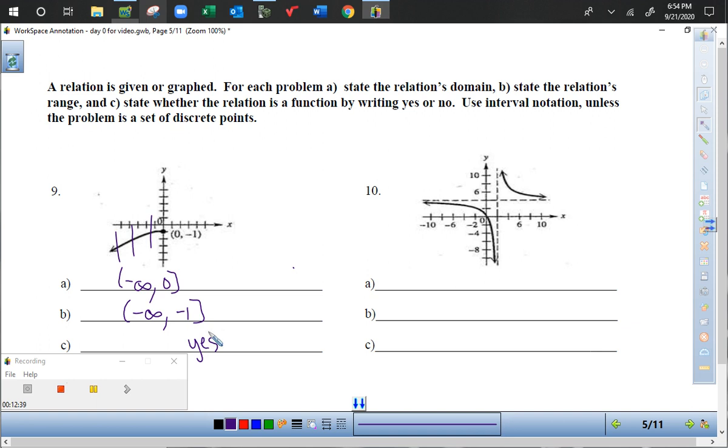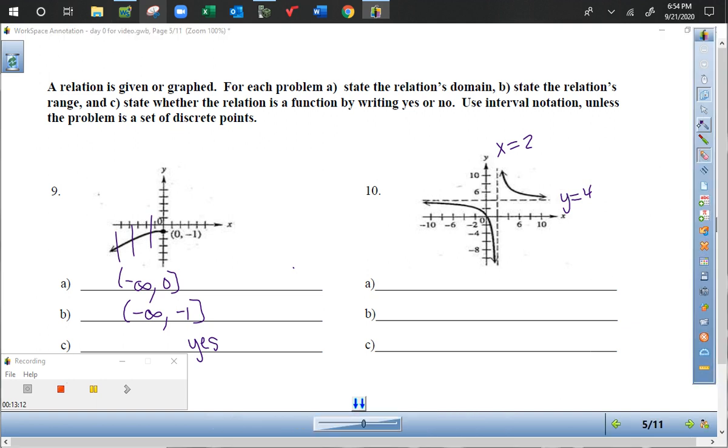Okay. Number 10 is the first time we see asymptotes show up on our graph. Looks like we have a vertical one at x equals, watch your scale, here we're counting by 2, so x equals 2. We've got a horizontal one at y equals 4, and we're going to use those to talk about domain and range. Because there are 2 different chunks in this graph, we're going to do 2 different chunks for our domain, and the same thing with our range.